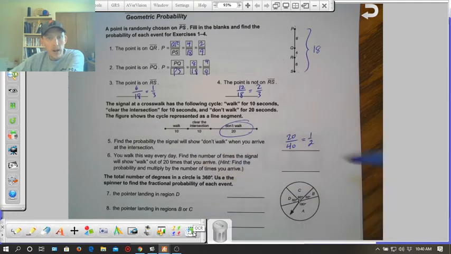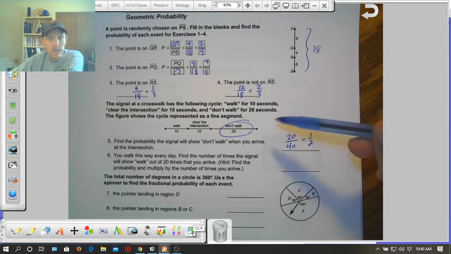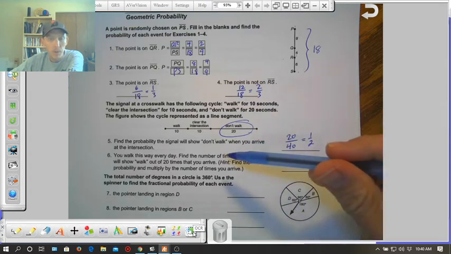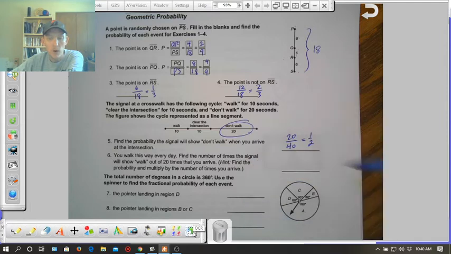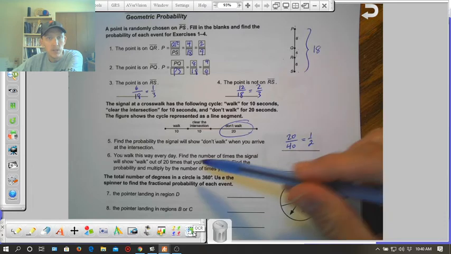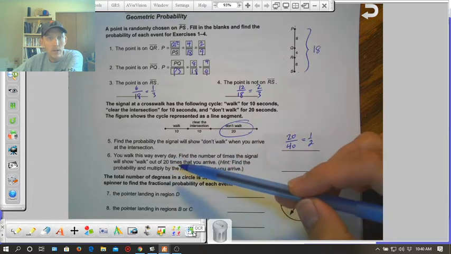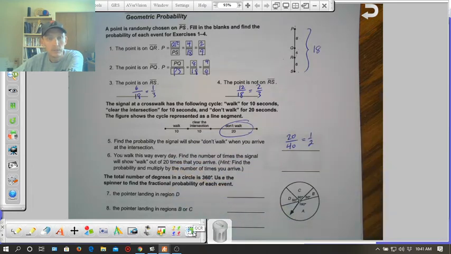You walk this way every day. Find the number of times the signal will show walk out of 20 times that you arrive. Hint: find the probability and multiply that by the number of times that you arrive. So if I look at this here, you walk to this every day, find the number of times the signal will show walk out of 20 times that you arrive.